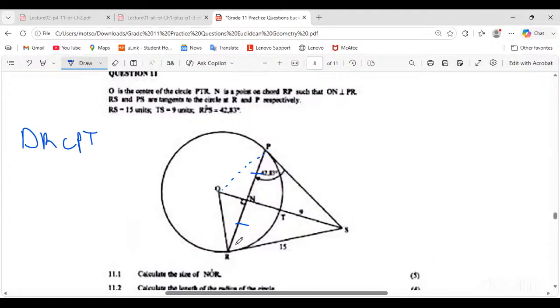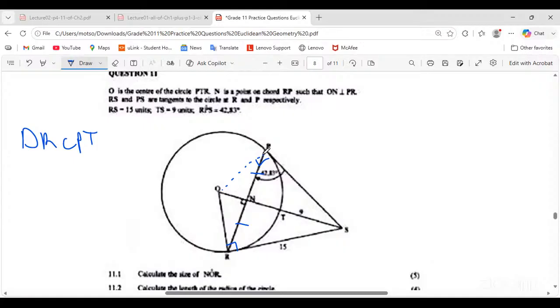Now, a radius is perpendicular to the tangent. Now we have a 90 degrees here. We also have a 90 degrees here. Reason being, a radius is perpendicular to the tangent. Now, 11.1 says to us we have to calculate the size of angle NOR. Now, how are we going to calculate the size of that angle NOR?